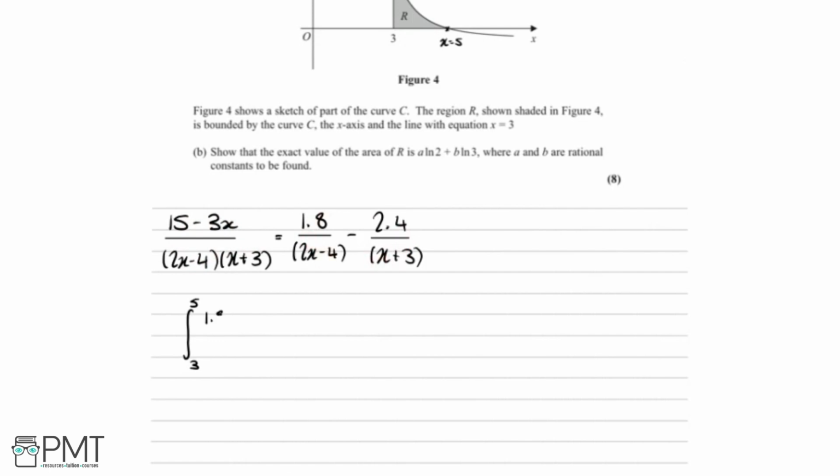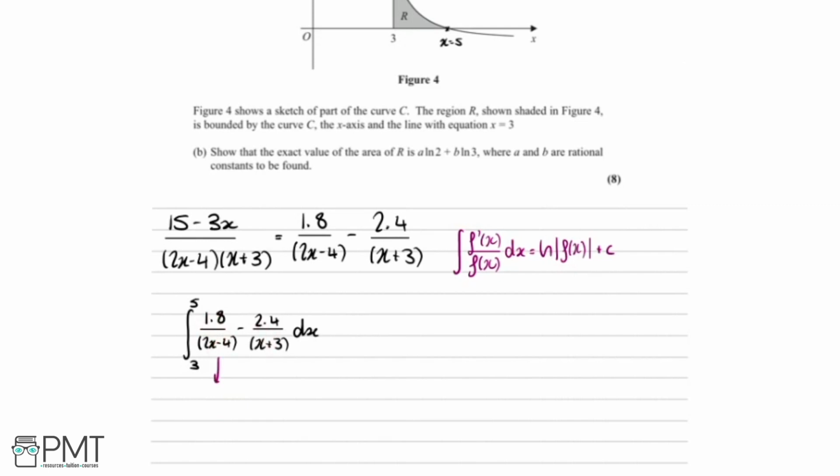So we've got 1.8 over (2x minus 4) minus 2.4 over (x plus 3), and we're going to integrate that with respect to x. Now, one of the rules of integration we can use is that if we're integrating something in the form of f dash of x over f of x with respect to x, that will equal the natural log of the modulus of f of x plus c. We can use this rule for integrating both these terms.